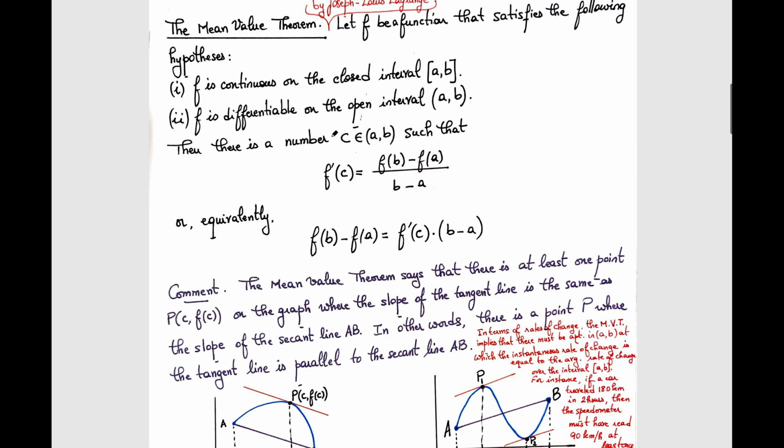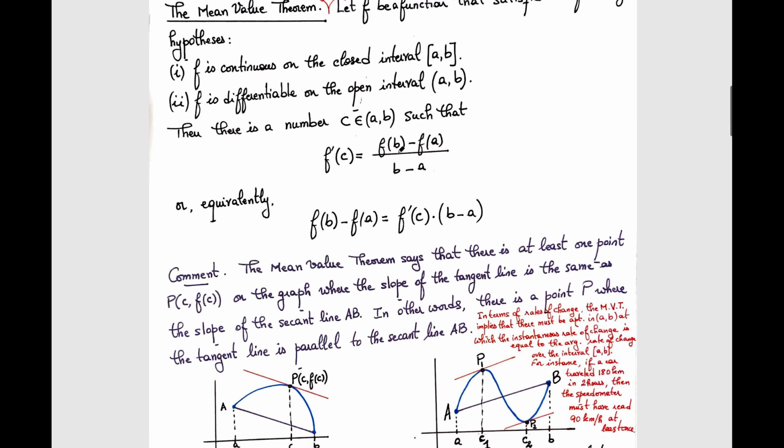So what can you say then? There exists a number c such that f prime of c is going to be f of 2 minus f of 0 divided by 2 minus 0.